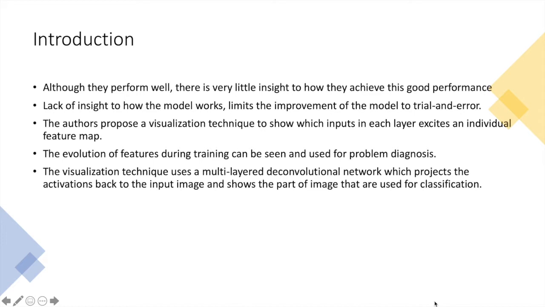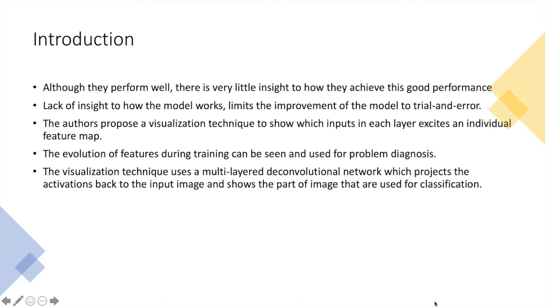Although these models work very well, there was little understanding of how they classify images so well. This lack of knowledge limits improvement, and if there is a problem inside the model, it is very hard to recognize and solve it. So the authors try to overcome this issue and proposed a visualization technique to recognize, at the level of each layer, which inputs excite a specific feature map. Also, using this technique, we can see how features develop during training and across different layers. This can be used to recognize if there is a problem inside the model.